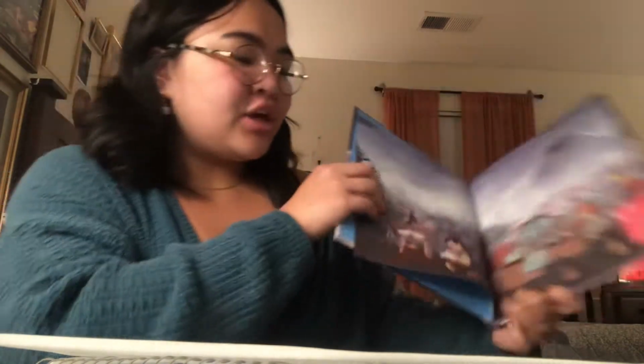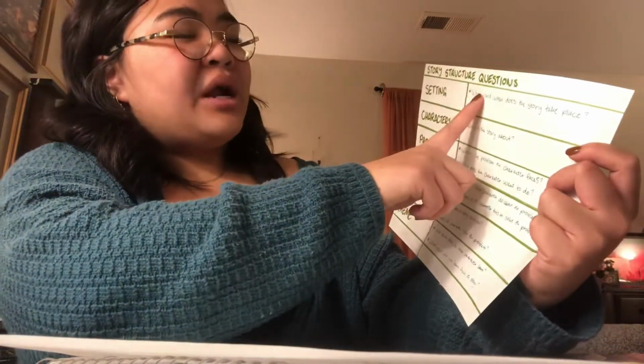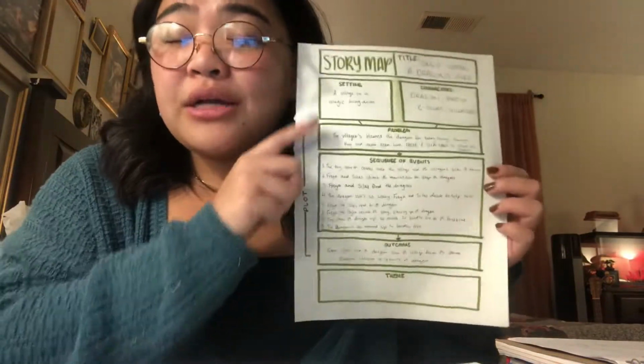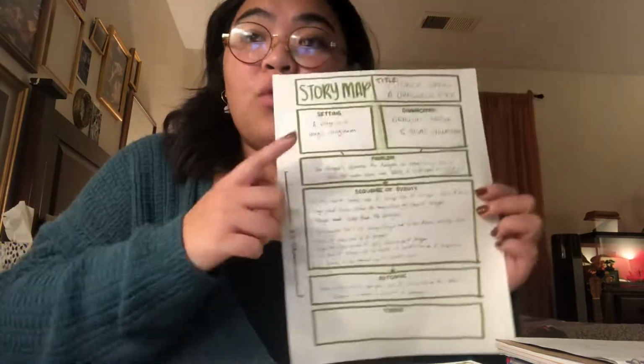So if we look at our story structure questions for setting, the question is, where and when does the story take place? So from reading the book, we can see that the story takes place in a village inside of a magic kingdom. So we're going to write that in our settings box. Now our story map is completely filled out except for the theme. So we are going to work on filling out the theme now.